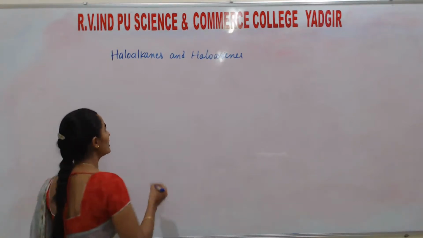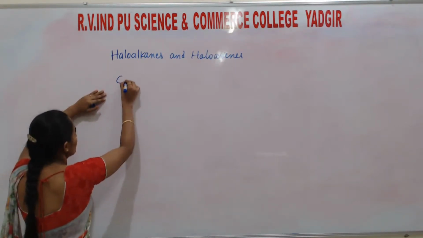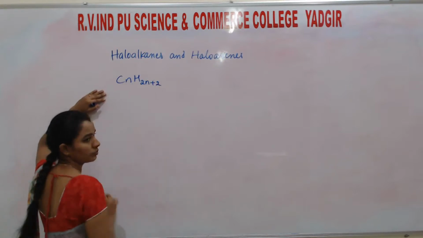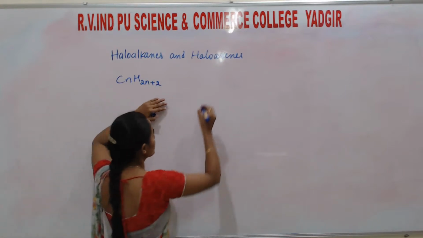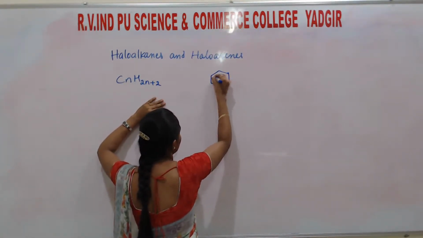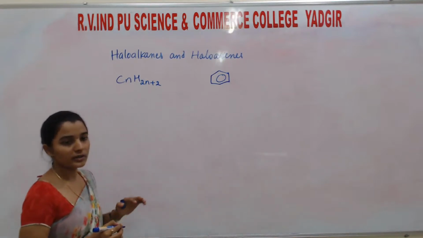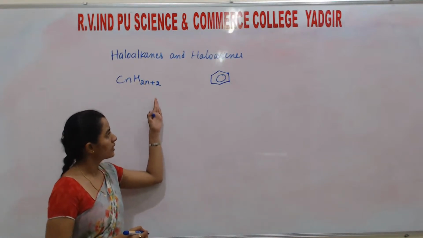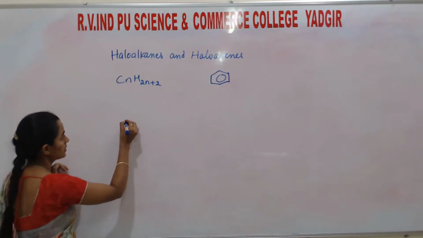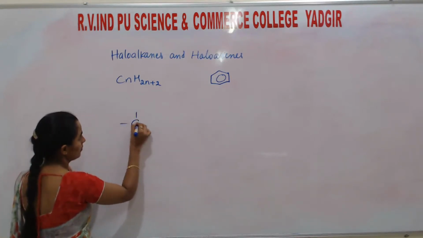You know, alkanes means the formula CnH2n plus 2. Okay, haloarenes means they consist of a benzene ring. Haloalkanes means the formula CnH2n plus 2. This one is the benzene ring. I'll take an example of this, methane here.